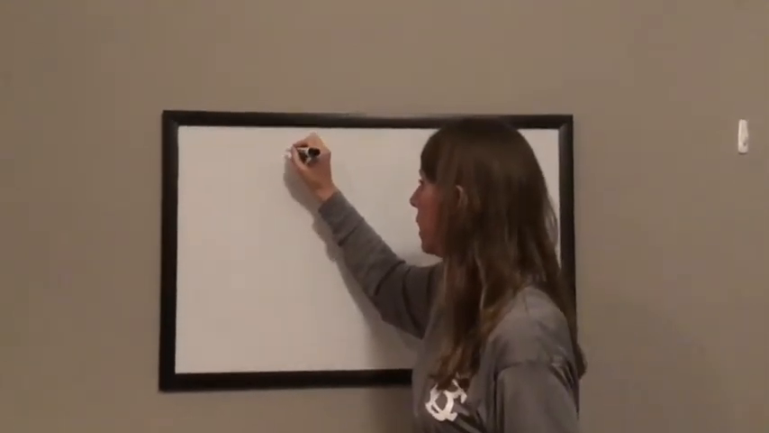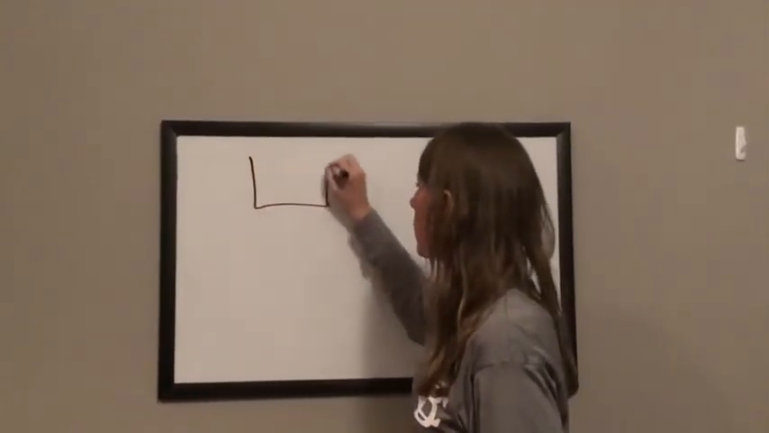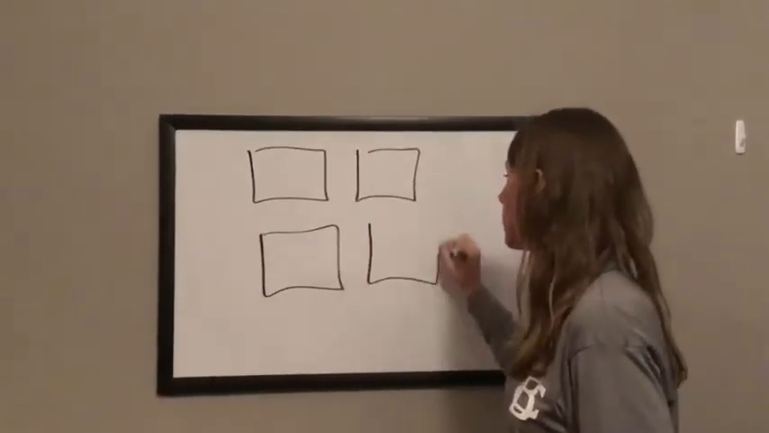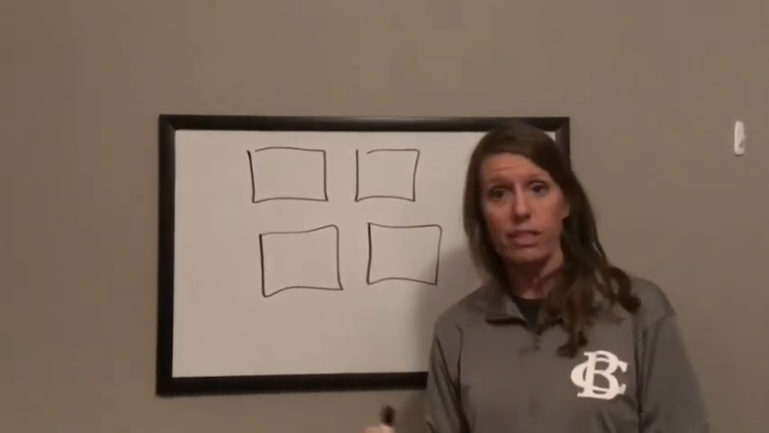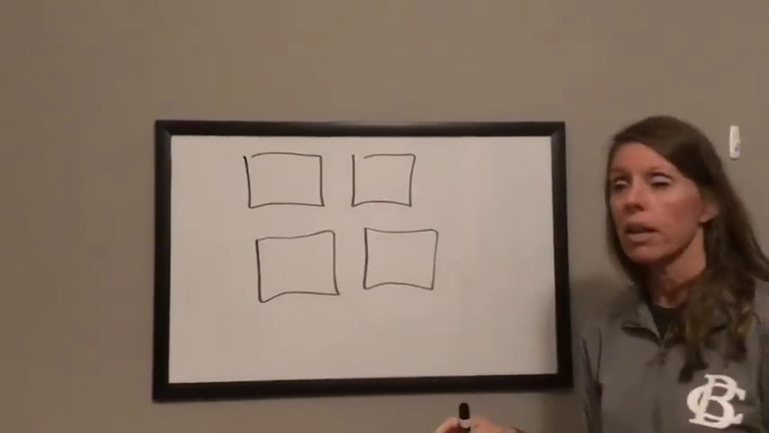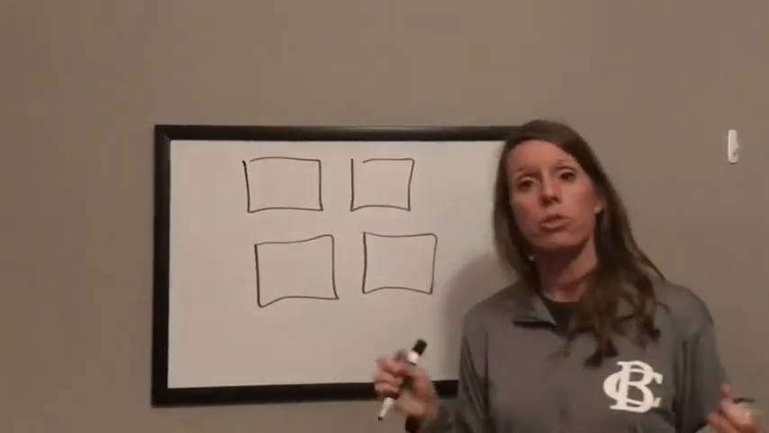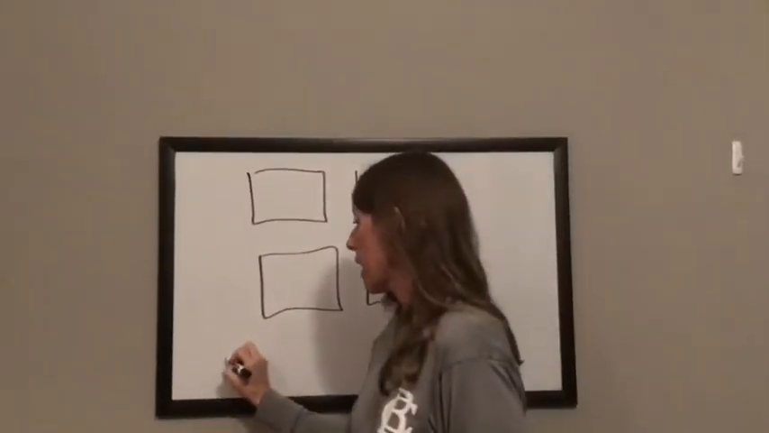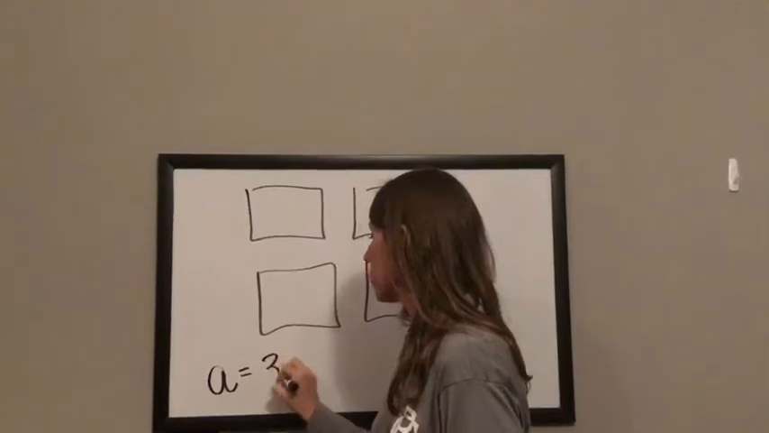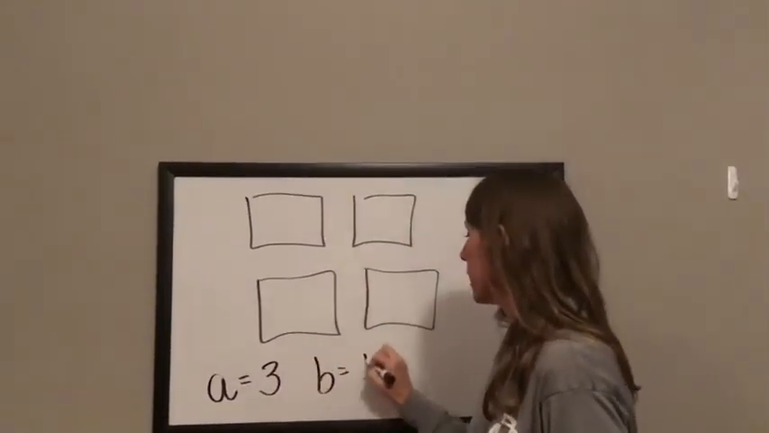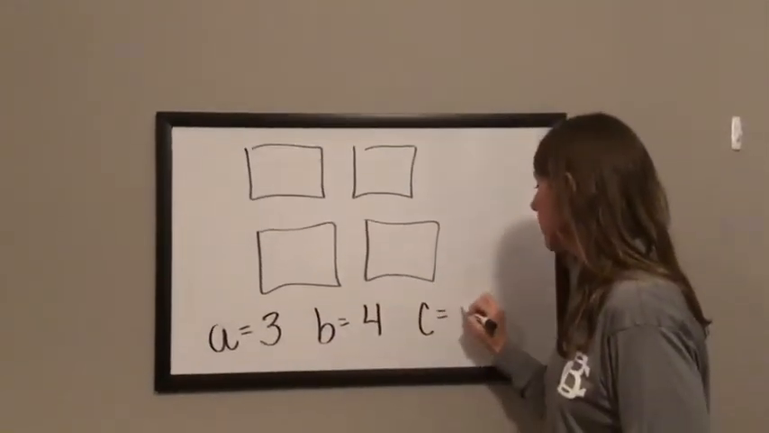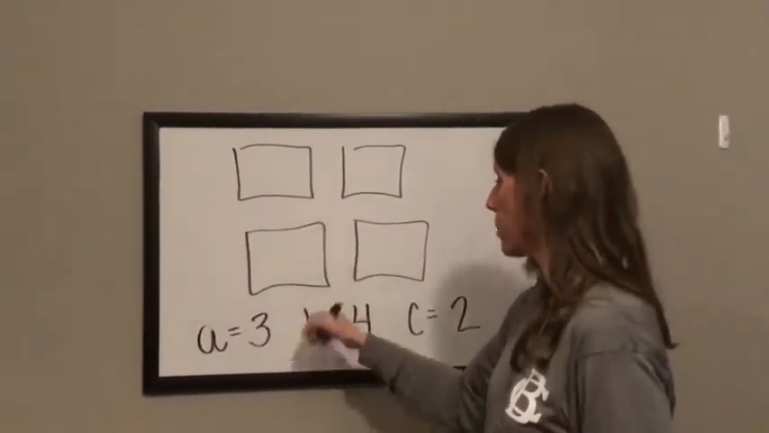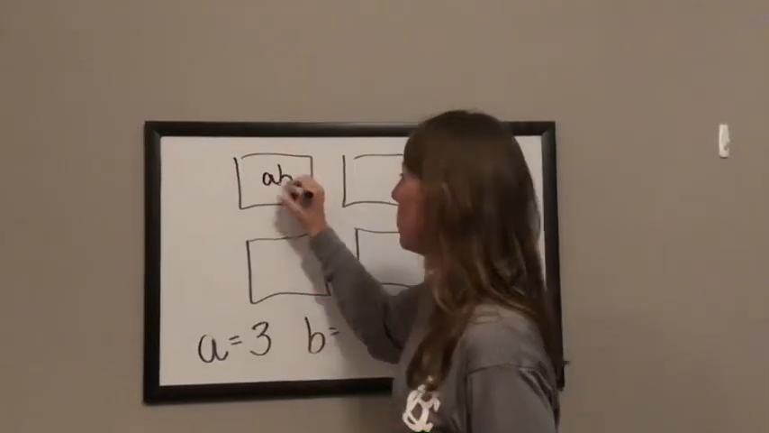So if I had, let's just say, I'll just put 4. Say these are 4 of my 10 cards, because you need 10 cards, 5 matches, 10 cards. I'm just going to put 4 up here. What I want you to do is write matches where A is 3, B is 4, and C is 2. So here's what you're going to do.